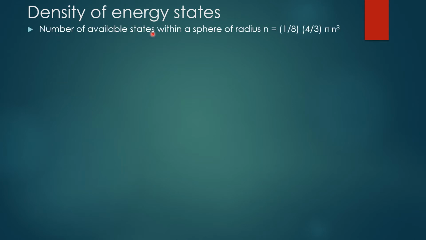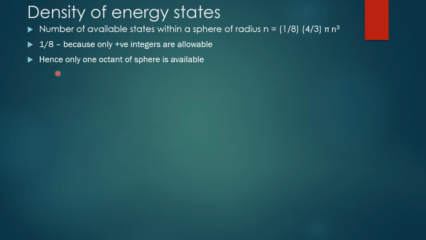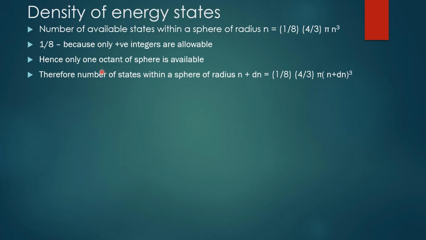Therefore, the number of available states within a sphere of radius n is equal to 1/8 × 4/3 π n³. The 1/8 is because only positive integers are allowable, hence only one octant of the sphere is available. Therefore, the number of states within a sphere of radius n + dn is equal to 1/8 × 4/3 π (n + dn)³.